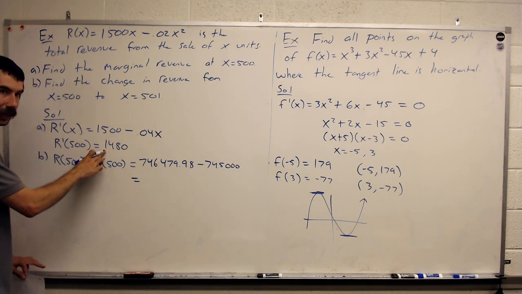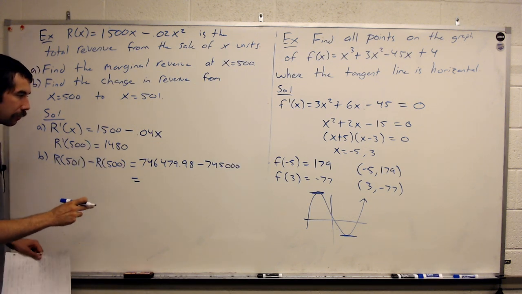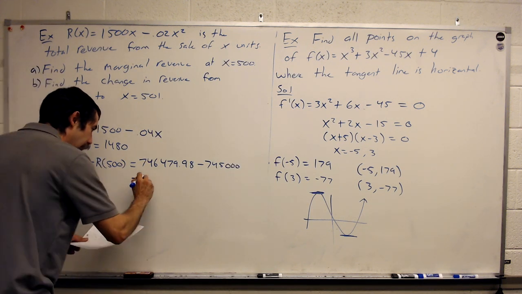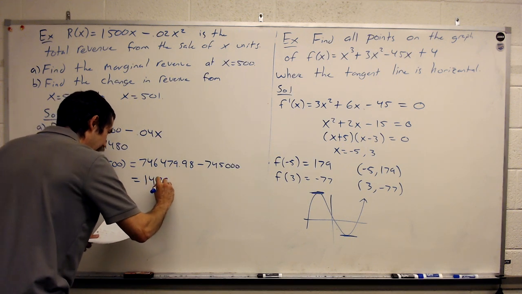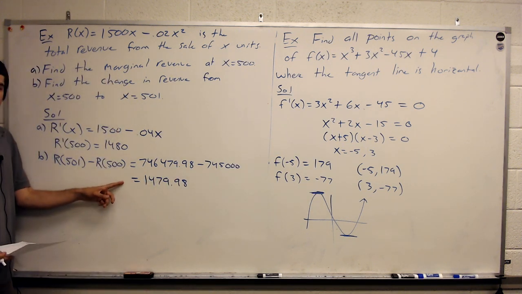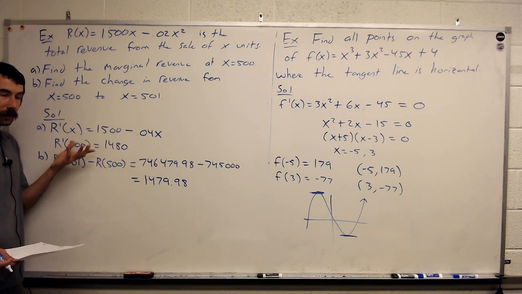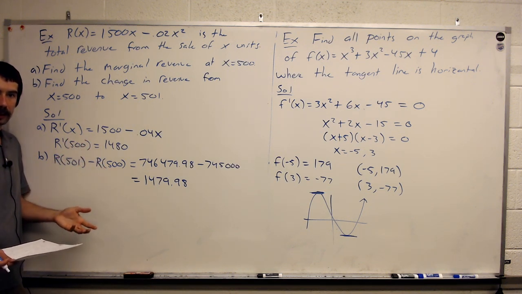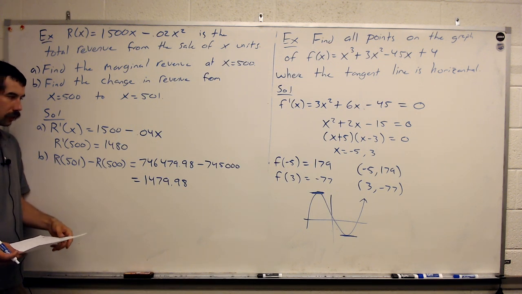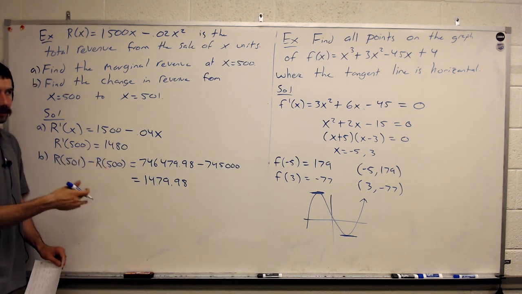Our first answer here was an approximation, but you saw how easy it was to get. The actual change in revenue is $1,479.98. Okay, so hopefully this convinces you that the derivative, which we saw was very easy to compute, gives a very good approximation for the actual change in revenue.